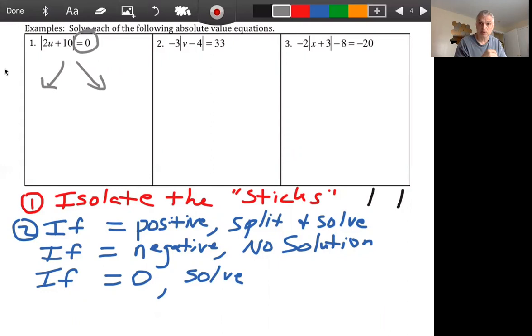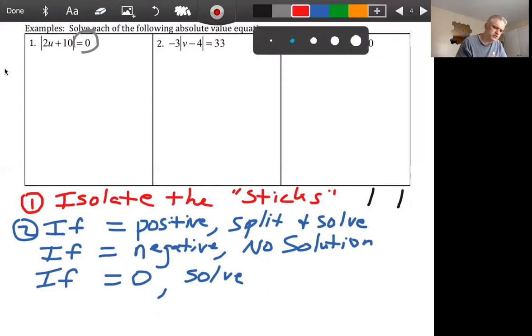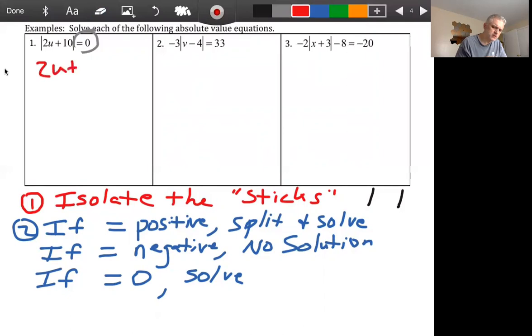So we're not even going to split this one, because it's a 0. I'm just going to erase this here. We're going to drop the absolute values, and we're going to say 2u plus 10 must be 0. If it said the absolute value of 2u plus 10 is 1, then we'd have 2u plus 10 equals 1, or 2u plus 10 equals -1. For 0 or -0, it's the same thing, so there's no need to split it. Just drop your absolute values, and then let's finish it here.